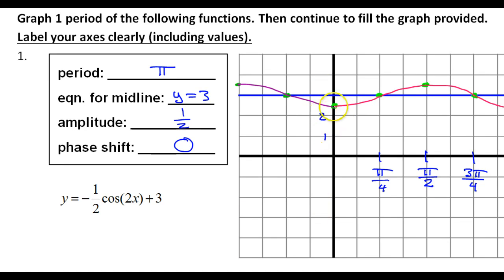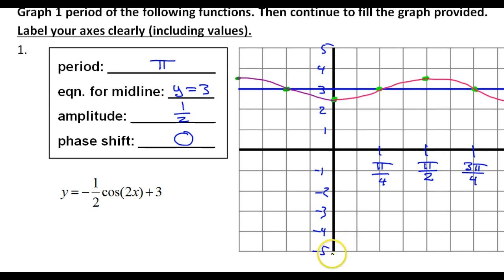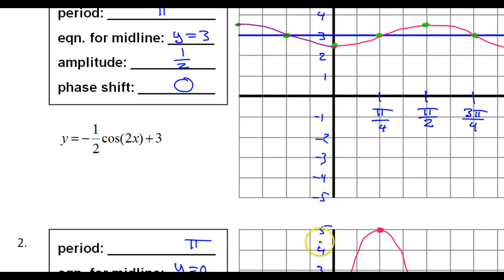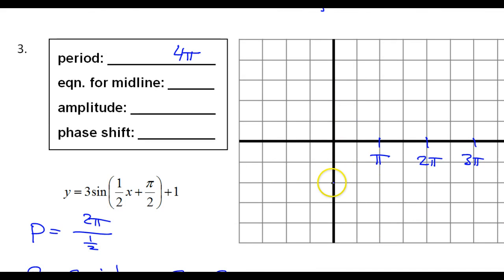Okay, this was 1, 2, 3, 4, 5, and -1, -2, -3, -4, -5. Because sometimes we do change the scale on the y-axis, so we can't just assume that we're going by ones. Okay, so we'll see about this. Alright, but chances are we're going to count by ones again. So 1, 2, 3, 4, 5, -1, -2, -3, -4, -5.